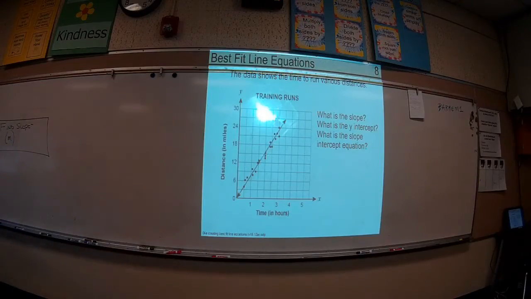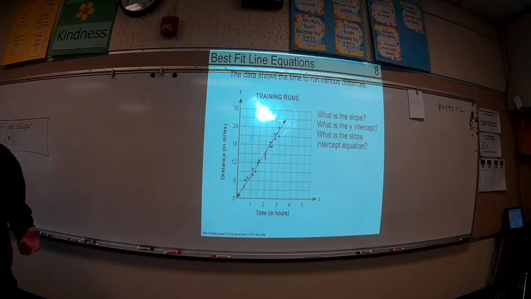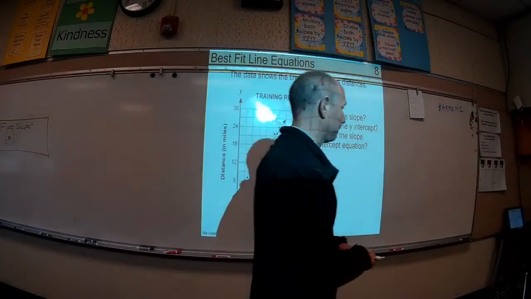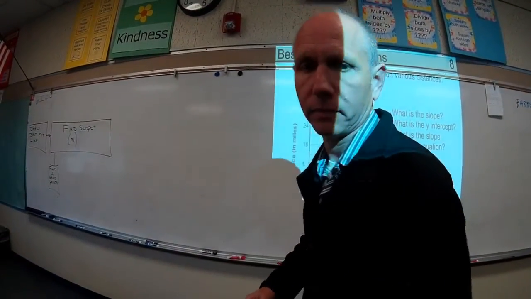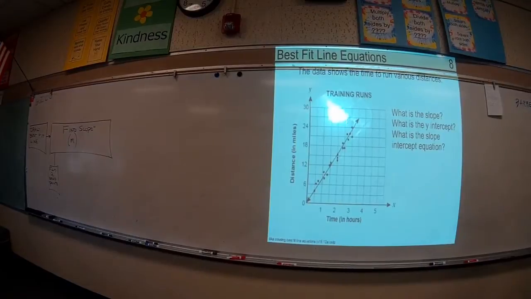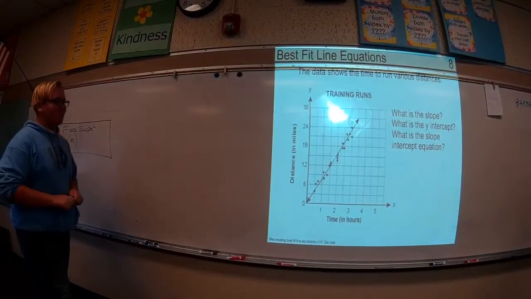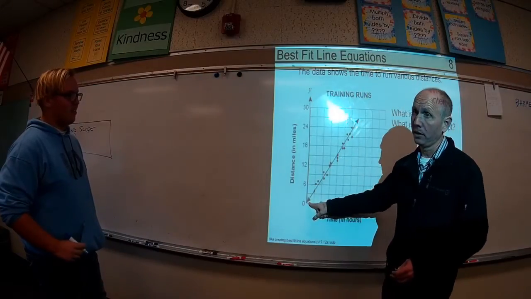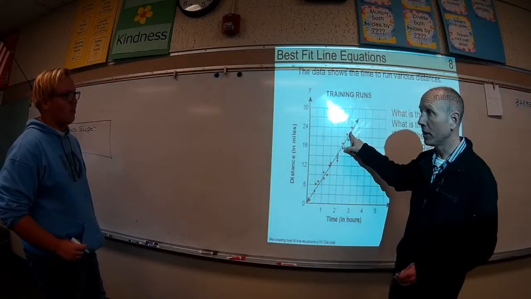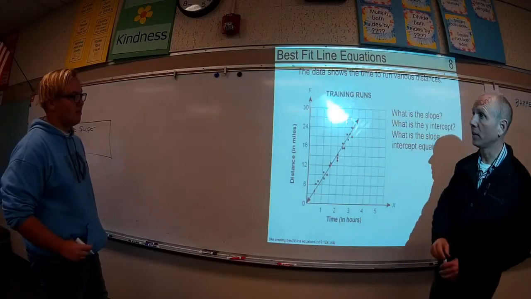How do I find the slope? Find 2 good points, correct? Yep. Mike, get up there and find 2 good points for me. All right. Two good points. Now, when I say 2 good points, it's 2 good points on the line. You don't have to find 2 good scatter plot points. It's 2 good points on that line.